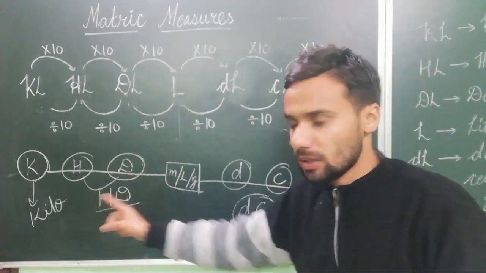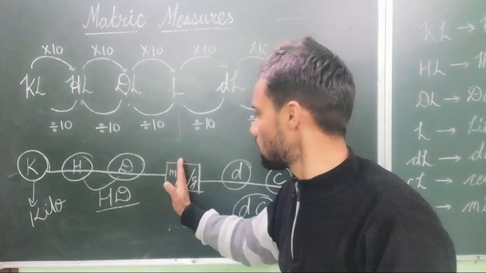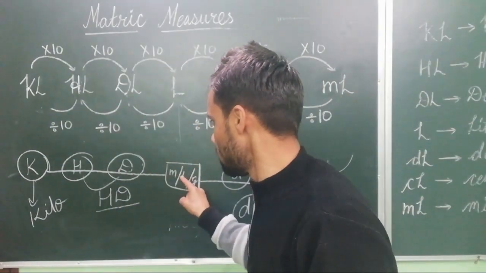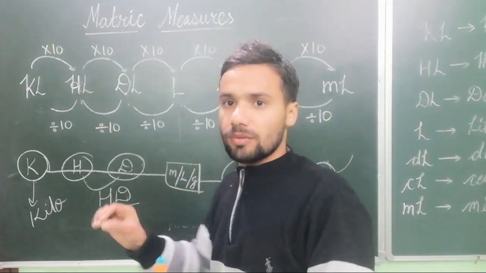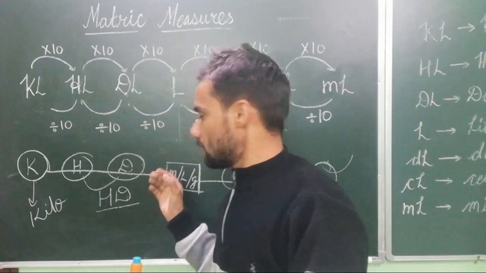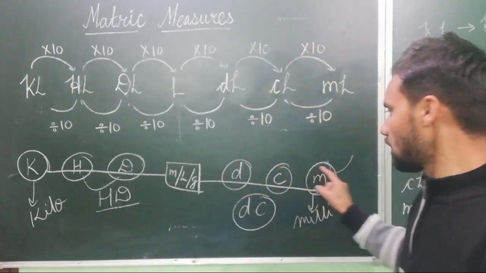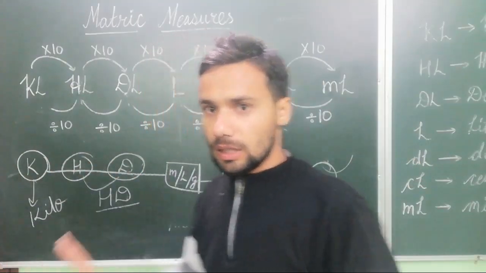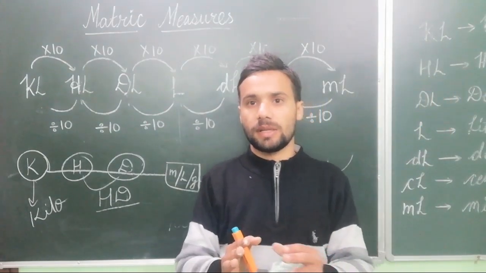Kilo is the highest one, milli is the smallest one, and this is the middle term. Middle means if you want to write the units of length, you write meter, decameter, hectometer, kilometer, and so on. If you want to write the units of weight, you write gram at the center, decigram, centigram, milligram, decagram, hectogram, kilogram. In this way you can complete it. I hope you understand all these things very well.